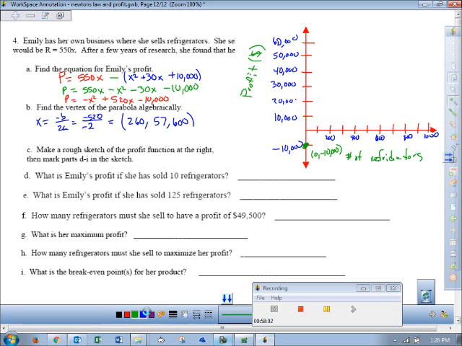I know the vertex is at 260. 57,000, blah, blah, blah. $260, 57,600. If the bell rings, just hang with me. We'll finish this real quick, not much longer.